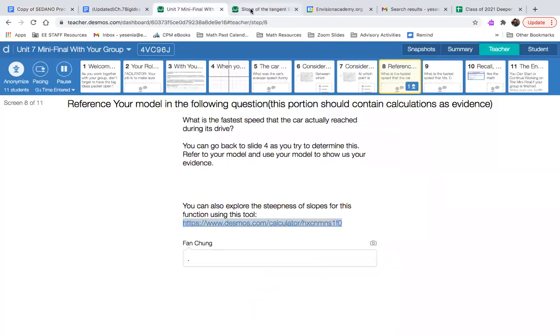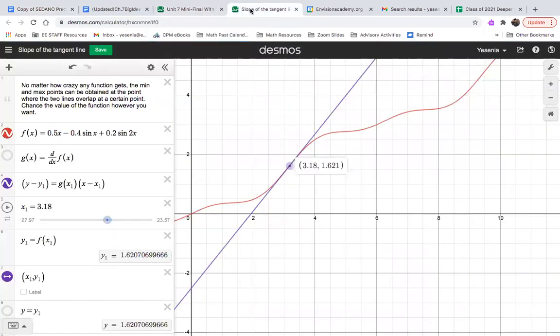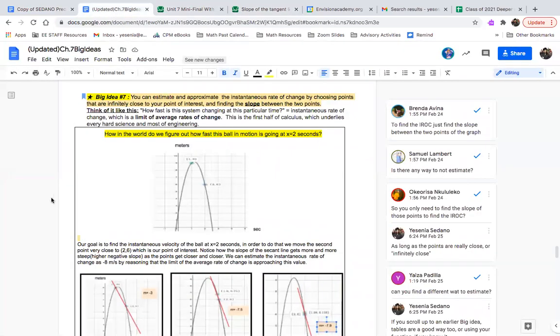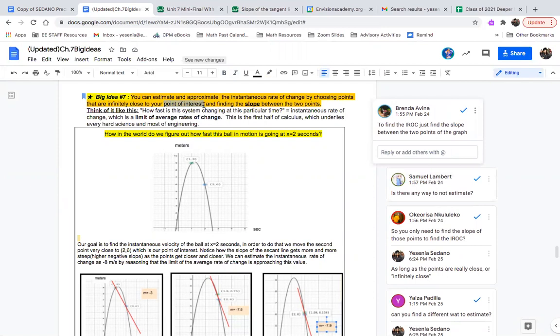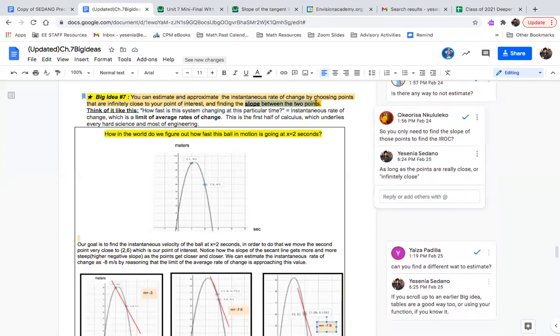All right, so then, cool. We've identified a point. This is where it looks like the teachers are going the fastest. Now, let's apply the big idea of instant rate of change. If we look at big idea number 7, how to actually do it, it says you can estimate and approximate the instantaneous rate of change by choosing points that are infinitely close to your point of interest. The point of interest is the point that AJ told us, where it was the steepest. So our second point has to be really, really close to that point, and then we just have to find the slope of those 2 points.